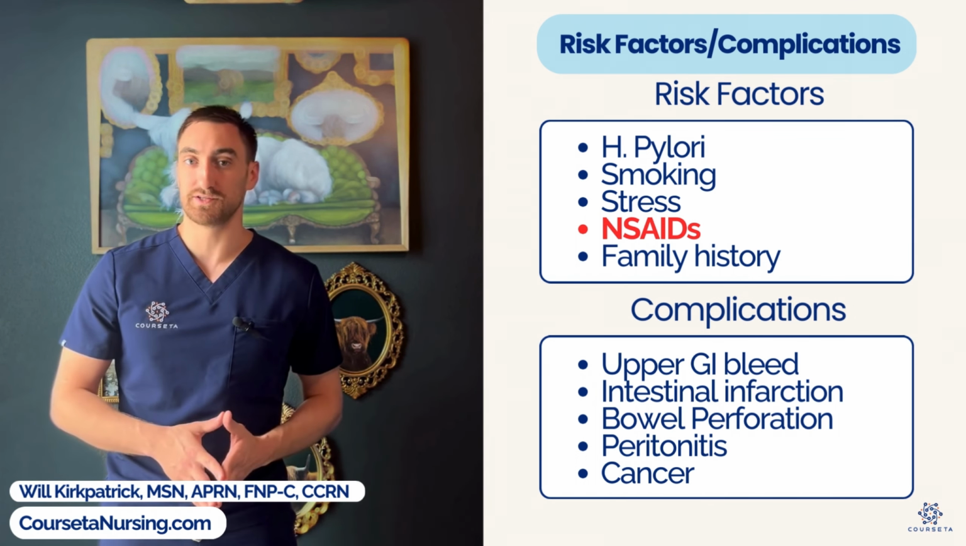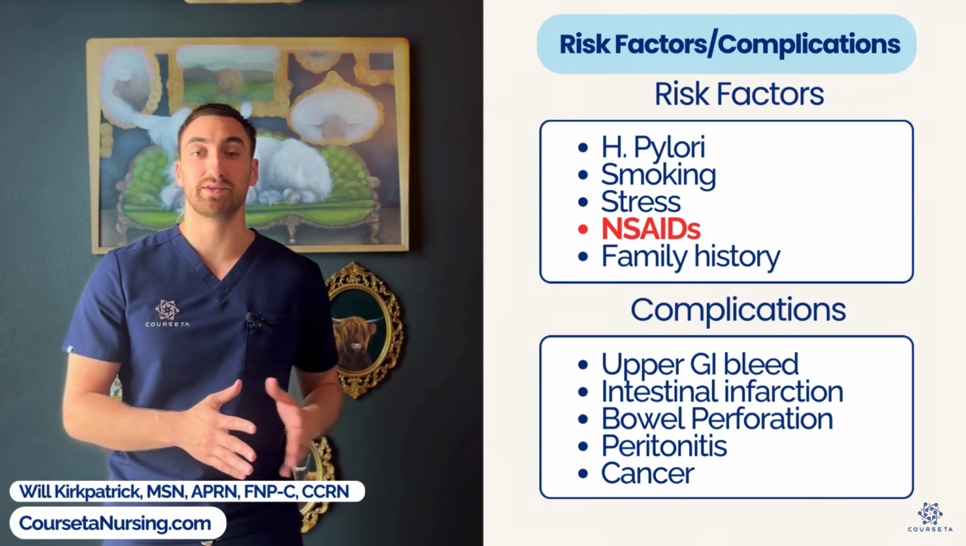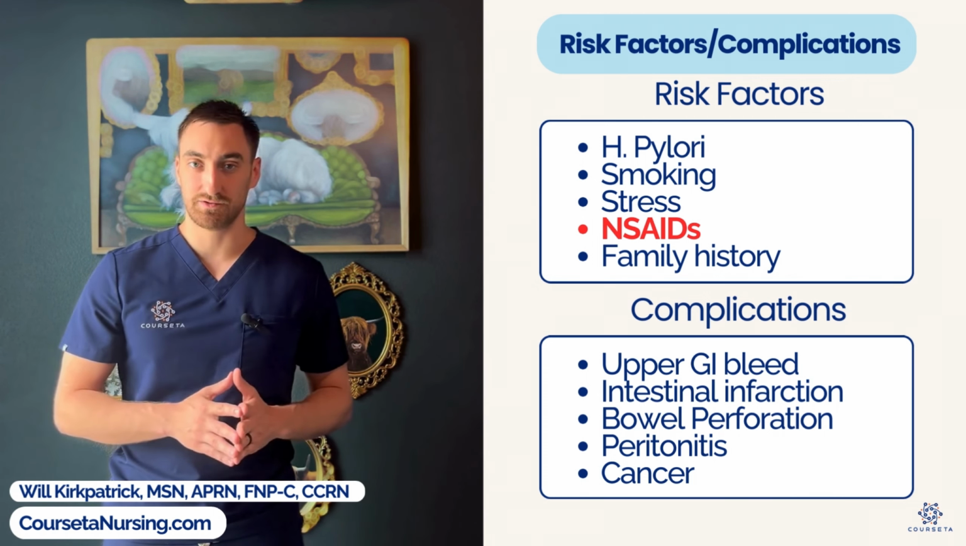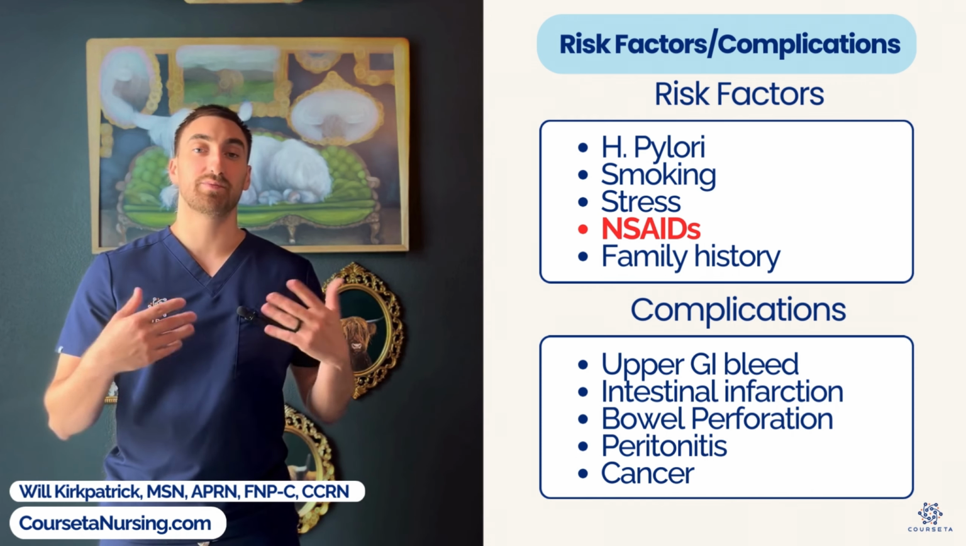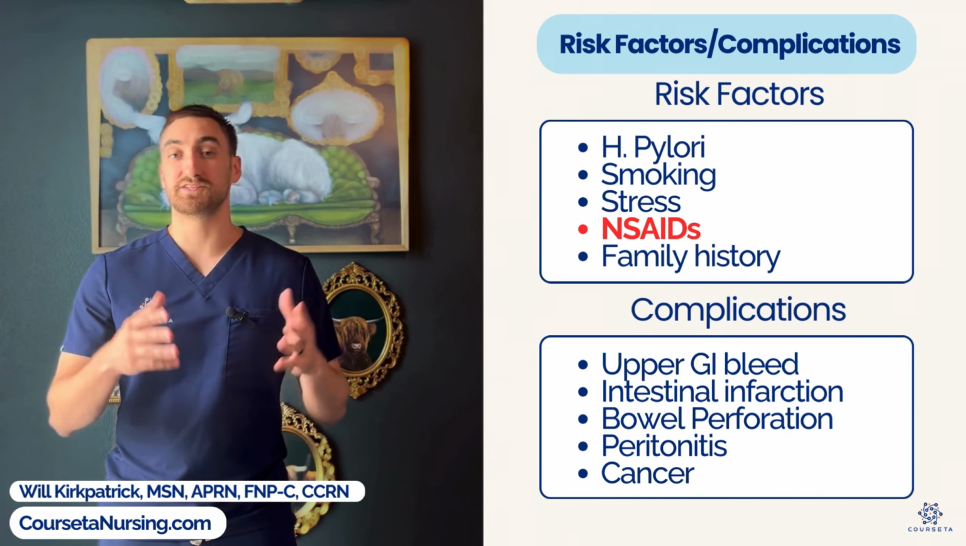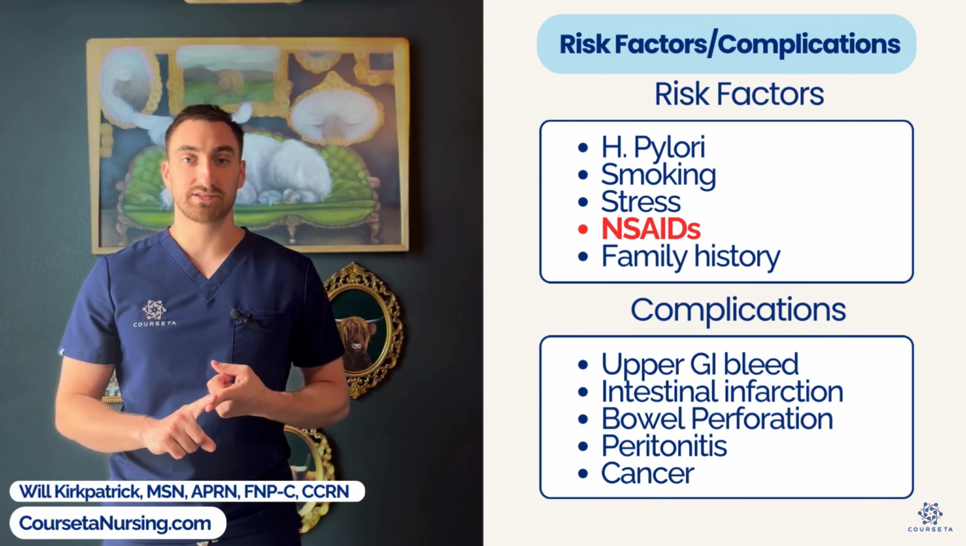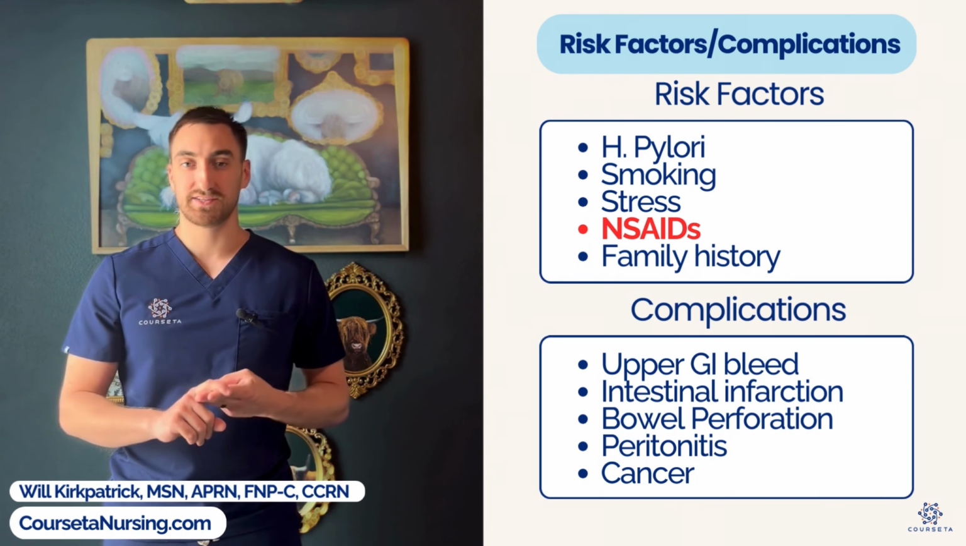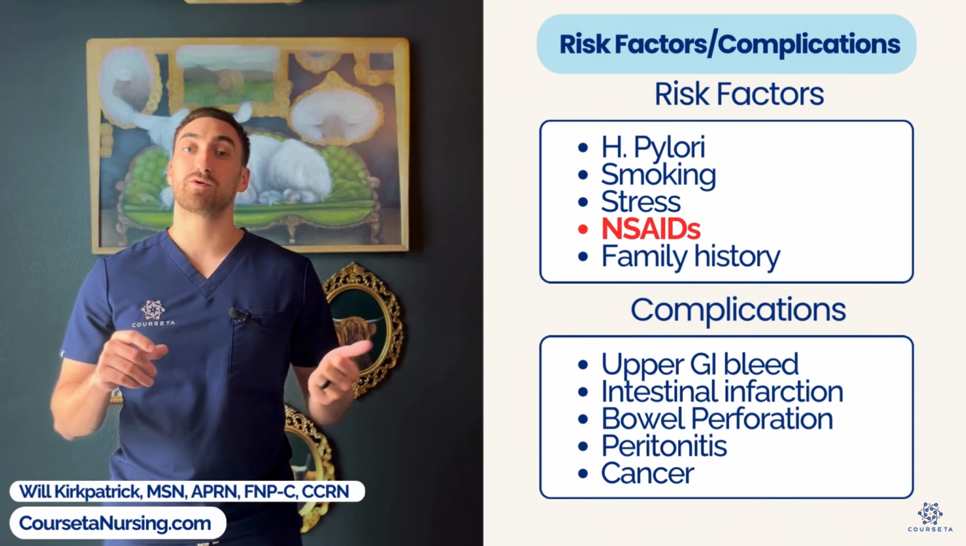What are the other causes? Well, the other causes, something that's commonly reflected on, is NSAID use. So chronic NSAID use is another possibility of peptic ulcer disease. Other causes they reflect on, so these are your risk factors, is stress, smoking, NSAID use, H. pylori, and of course, family history.